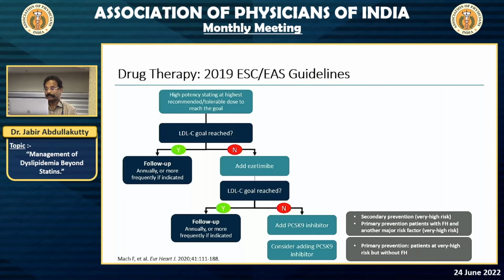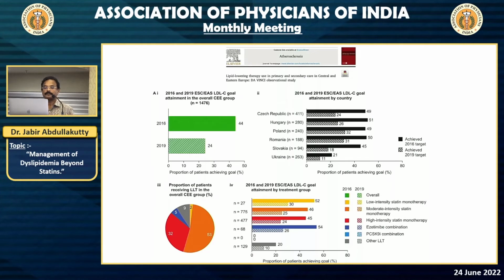If not, then high-risk situations: secondary prevention, a very high-risk group of patients, or primary prevention in patients with familial hypercholesterolemia and another major risk factor, or primary prevention in patients at very high risk but without familial hypercholesterolemia. Think of a PCSK9 inhibitor. I might have given a PCSK9 inhibitor to 15 patients or so, as part of a study where we used it. Otherwise, it is very difficult to use this drug unless we get insurance support.